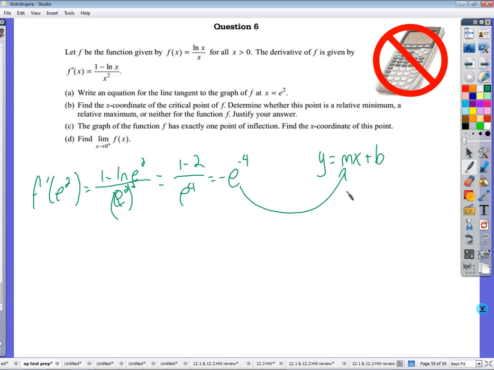How about b? How are we going to figure out what b is? Plug it into the first function. Plug what into the first function? The e squared, to get y. If we have an x, which we do, it's e squared, and a y, which we can get if we put e squared in here, that'll tell us what the y is. So f of e squared is the natural log of e squared over e squared. So that's 2 over e squared.